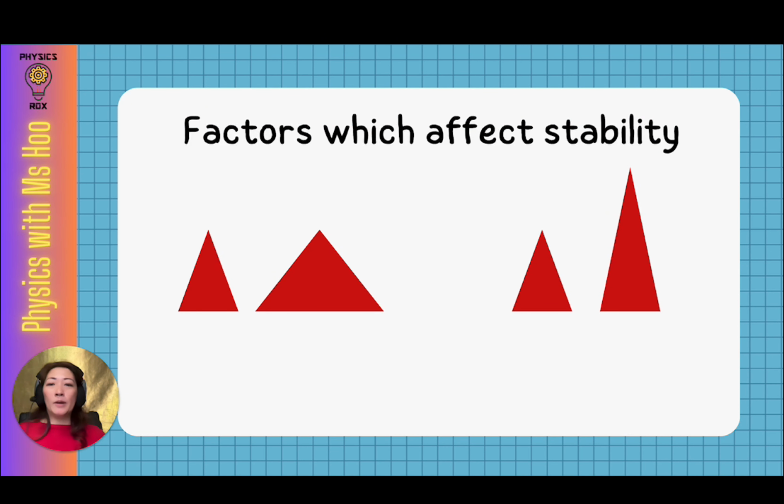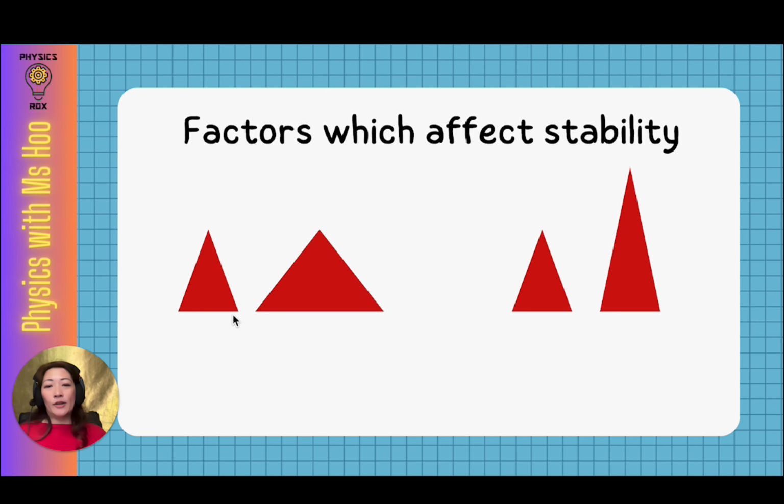So when we talk about toppling, we must first understand what factors affect stability. When we talk about stability, that means if we were to try to push the object, which object is more likely to fall over? The harder it is to get the object to fall over, the more stable the object would be. So to understand stability, let's look at these two pairs of triangles.